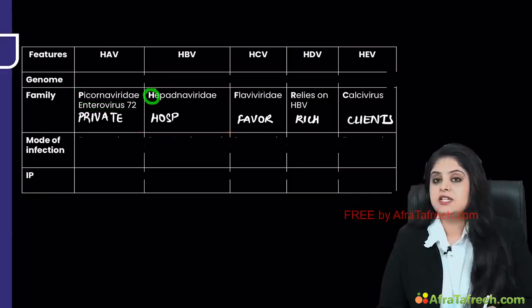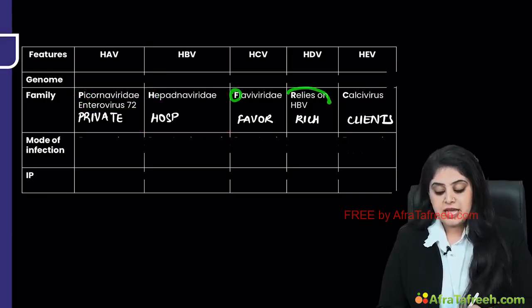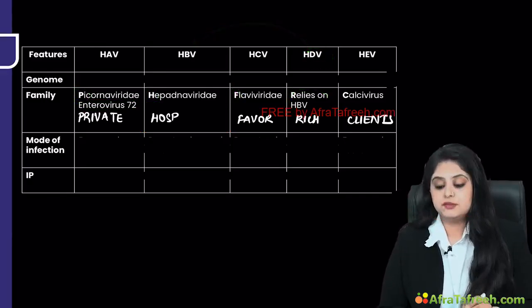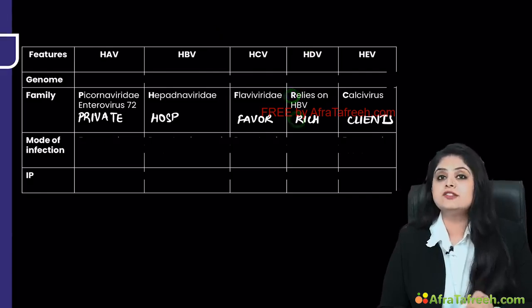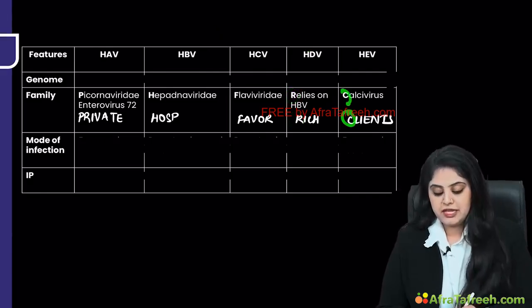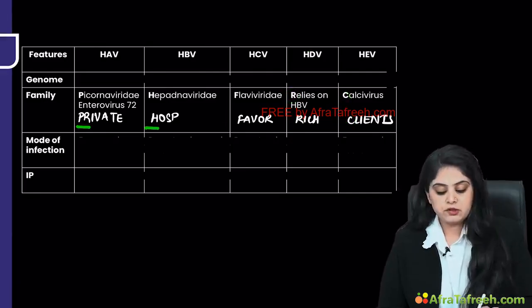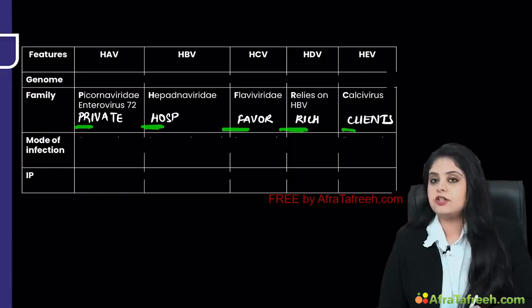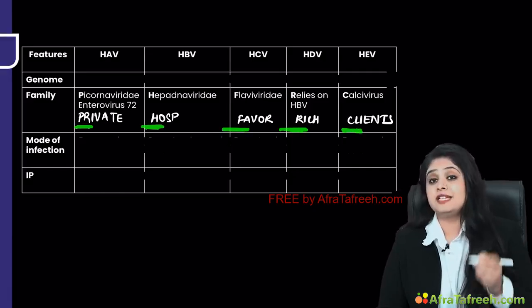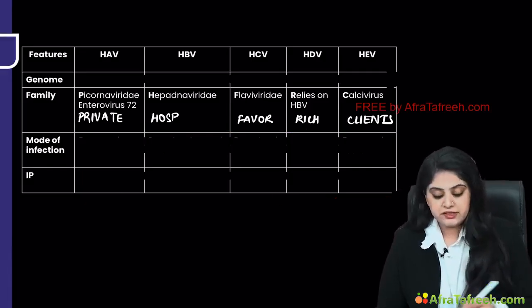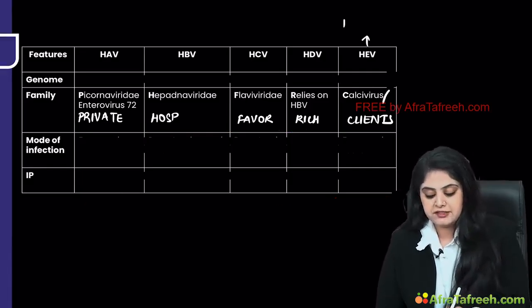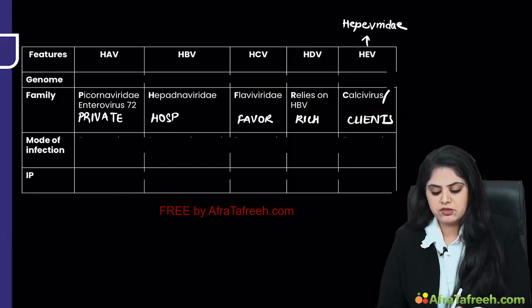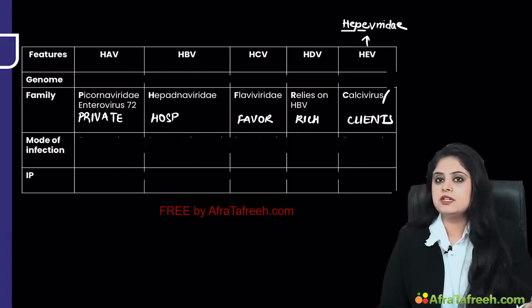Then we have Hepadnaviridae. Then there is Flaviviridae. Hepatitis D is something that is always going to depend on hepatitis B. So for R, I have learned it relies on hepatitis B. And C for Caliciviridae. Repeating, private hospitals favor rich clients: Picornaviridae, Hepadnaviridae, Flaviviridae, relying on hepatitis B, and Caliciviridae. In fact, now there's an update which says that hepatitis E is probably not Caliciviridae, but Hepeviridae, which is a separate family that is coming across, which is so easy to learn, Hep E, so Hepeviridae family.